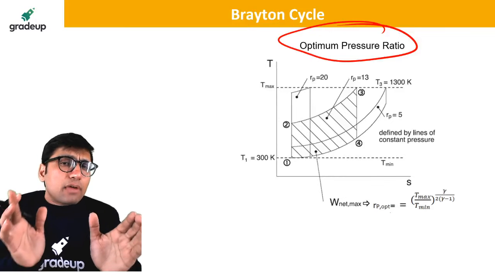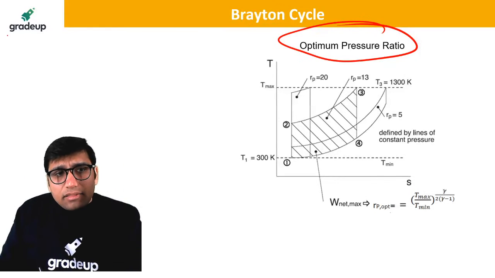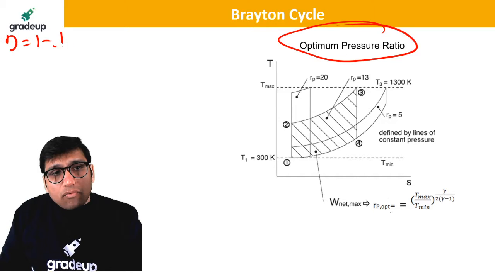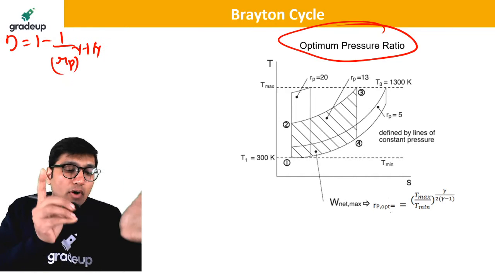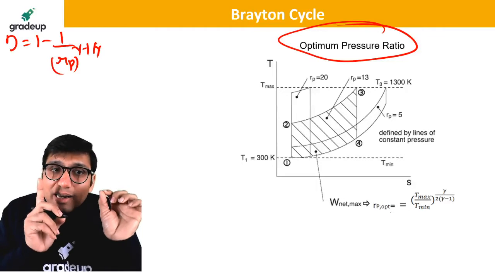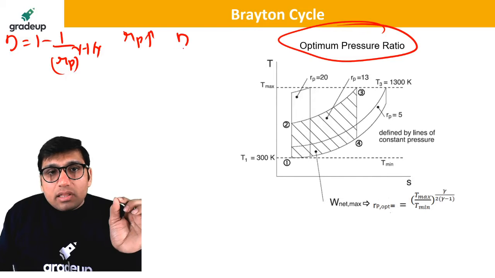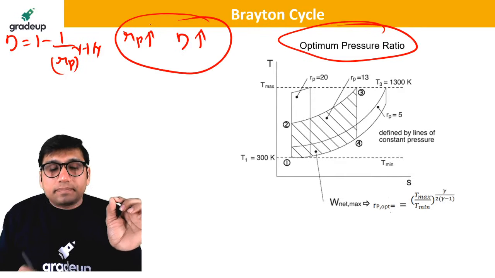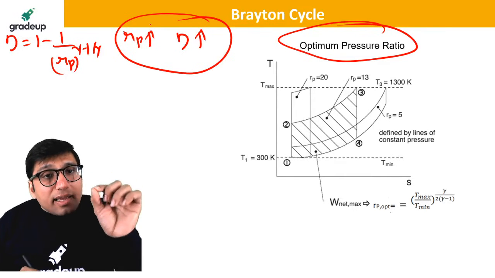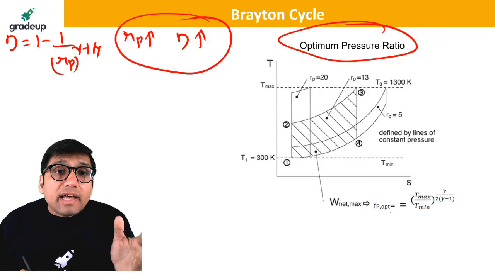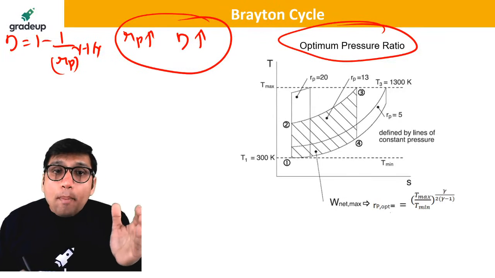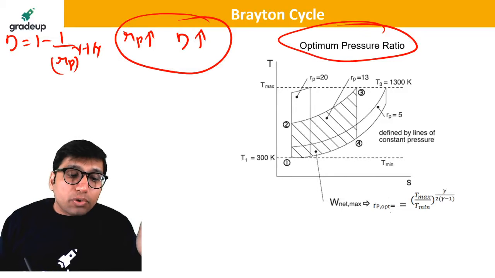Basically what happens in the case of the Brayton cycle, as you know, efficiency is equal to 1 minus 1 by pressure ratio to the power gamma minus 1 by gamma. You all know this formula. So you can relate from this formula that if the pressure ratio increases, the efficiency of the Brayton cycle will increase. But the important thing is, how much should be the increase in pressure ratio? How much maximum can you increase the pressure ratio?